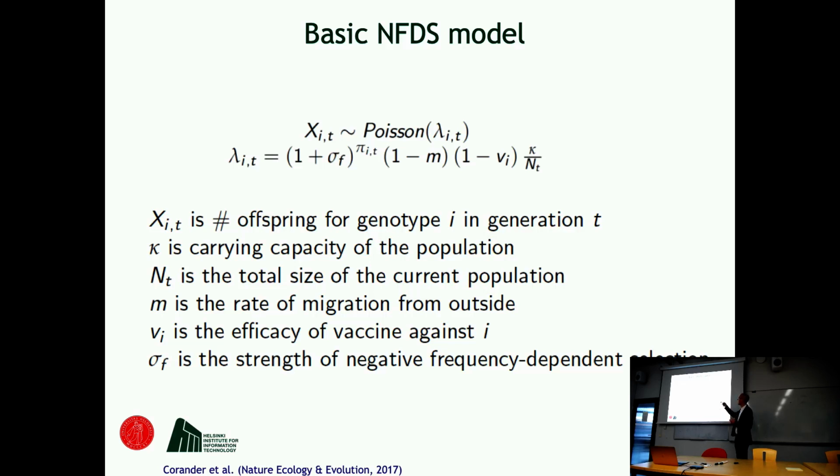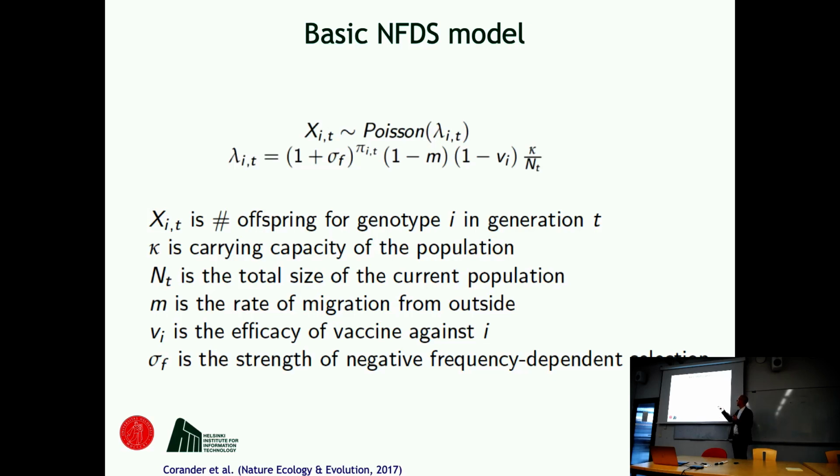We have a vaccine effect parameter v_i here, which means that if your genotype contains elements which the vaccine is targeting, then your ability to produce offspring will be reduced depending on how large the vaccine effect here is. If it was zero, then you notice that the effect will vanish. If it's one, then you would have no chances of reproducing if you're targeted by the vaccine.